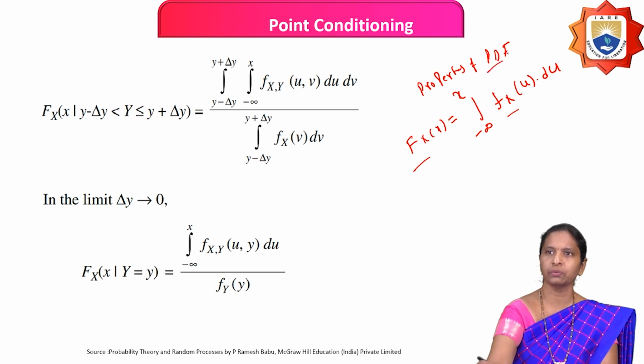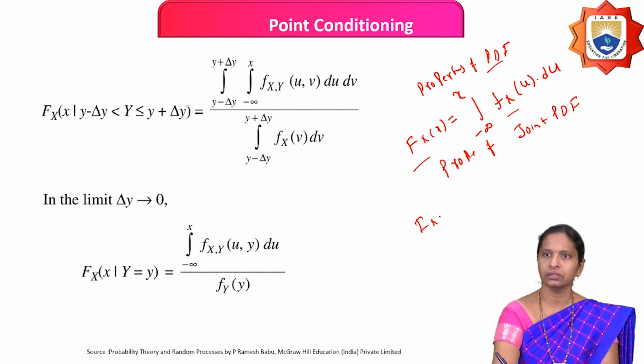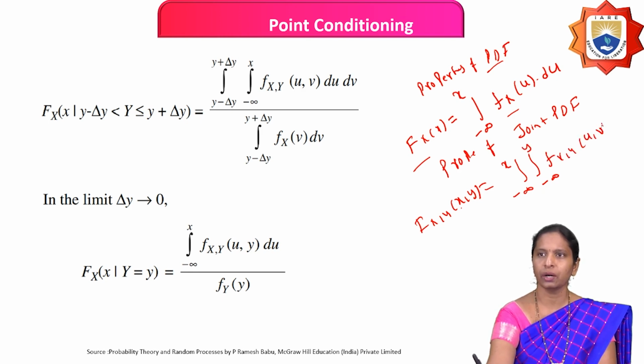So from the properties of what? The joint density function. Similarly, we have seen the properties of the joint probability density function in the previous lecture. The joint distribution function of the two random variables x and y can be written in terms of the joint density function as integration from minus infinity to x, and the y limits are integration from minus infinity to y, of fxy(u, v) du dv.